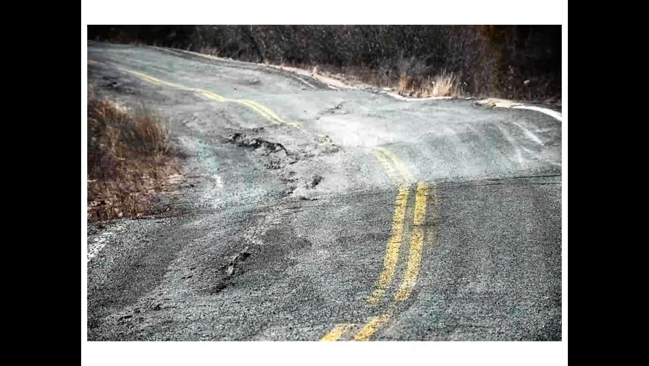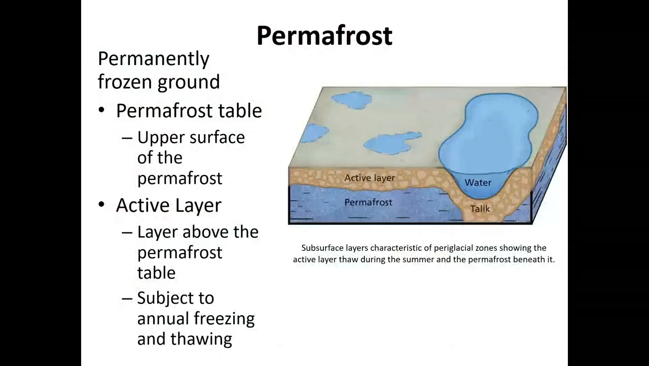This is a road in Alaska that was built in permafrost, and again, if it heats, it can expand and then contract, and it can break up roads. It's difficult to build in these rugged environments.